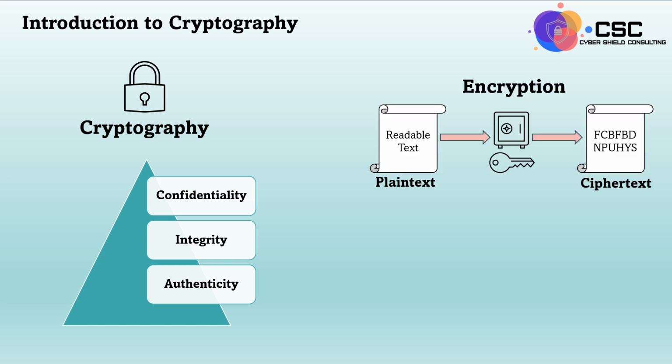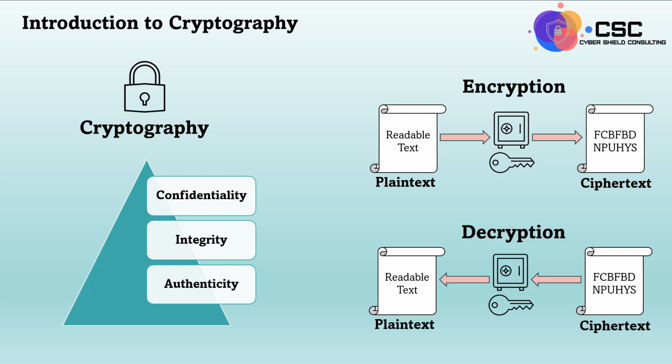Now let's talk about encryption. Encryption is the process of converting readable text, known as plain text, into an unreadable format called ciphertext. This transformation is done using an encryption algorithm and a secret key. The result is a scrambled message that appears meaningless to anyone who does not have the key to decrypt it.